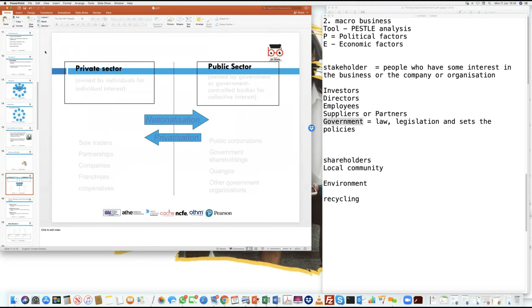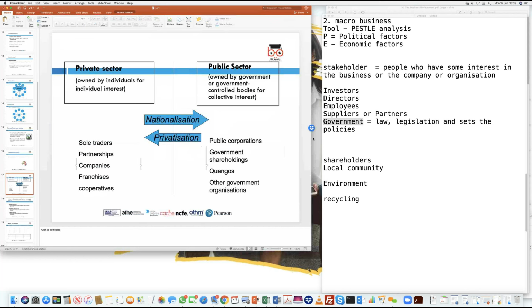Now let's look at one classification of business. How many types of businesses can you see? There are two types: private sector and public sector. These are two broad classifications. There are other types also we will discuss, but private sector is a private business which is owned by individuals or individual interest. That means you have some shares and these shares are only with you and it becomes a private business. Public sector businesses are owned by the government or controlled by bodies as a collective interest.